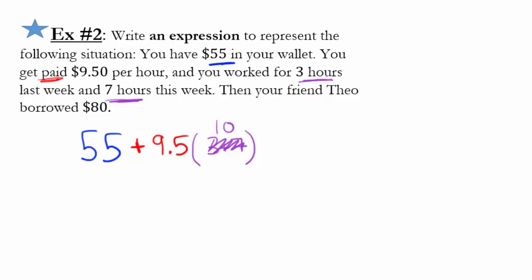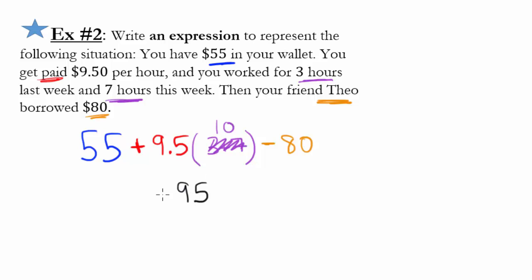So Theo borrows $80. So borrowing means take away. So Theo borrows $80. So we have this expression to represent this situation. And we can actually do all of this in mental math, right? So 55 plus, well, 9.5 times 10 is just 95.